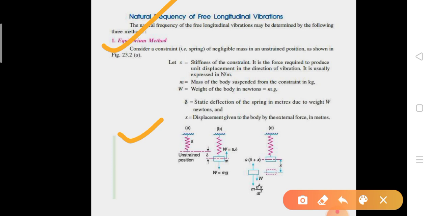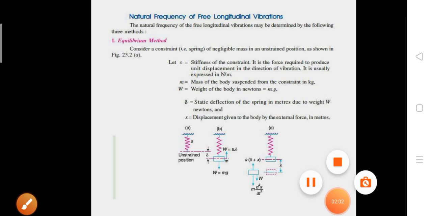Here in figure number A, one fixed support is there, then we will have a spring of stiffness S, or we can say a spring stiffness of K. So this position of the spring is called as unstrained position or original position. Now what you do, you just apply small mass of amount m at the end of system, at the end of that spring.